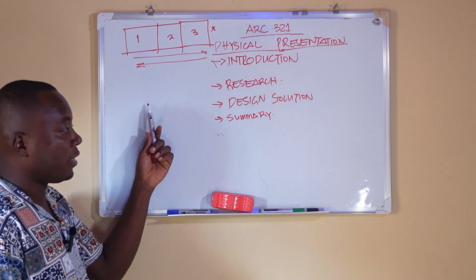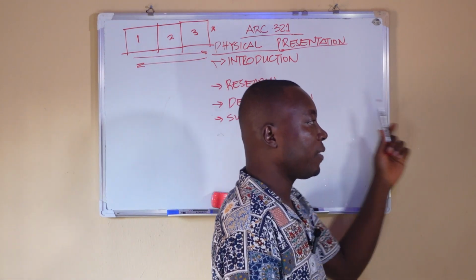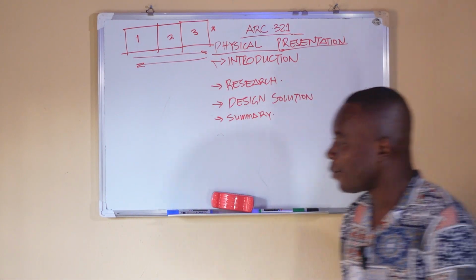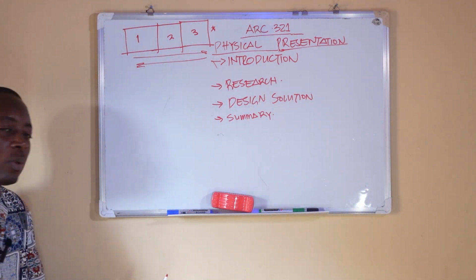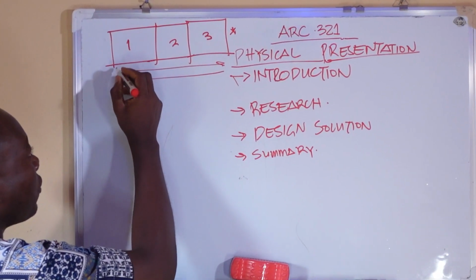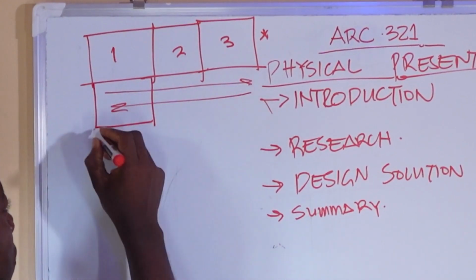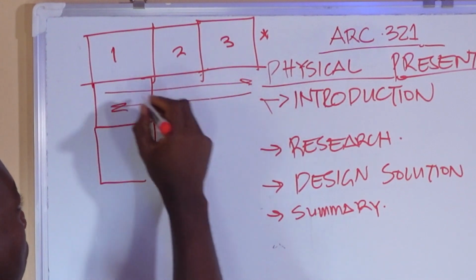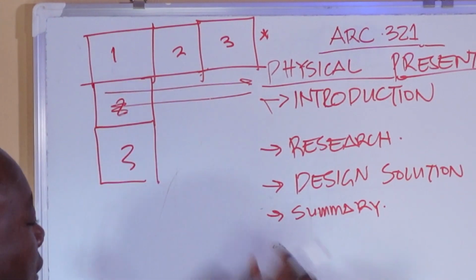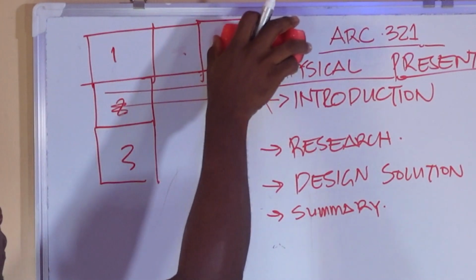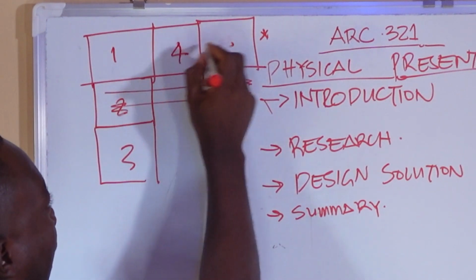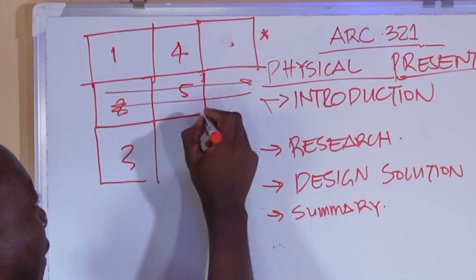So I'll give an example. This is my first sheet, I'll present it. This is my second sheet, I'll present it. This is my third sheet, I'll present it. I have to walk back here and start this way. So the best way to arrange your sheet will be vertically, which will be this way. So you have 1, 2, 3, and then this will be 4, and then 5 here, and 6 here.